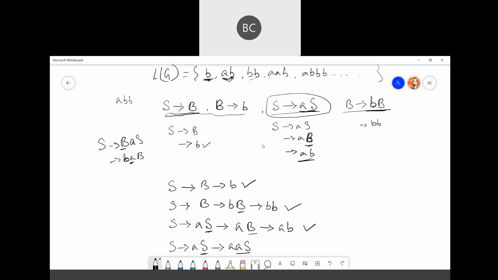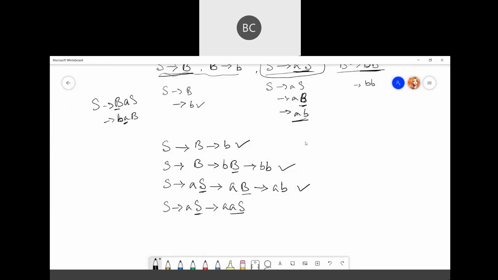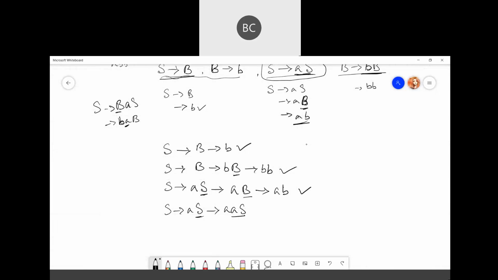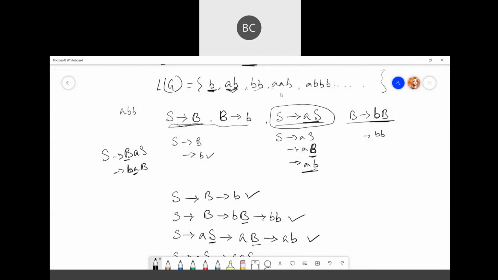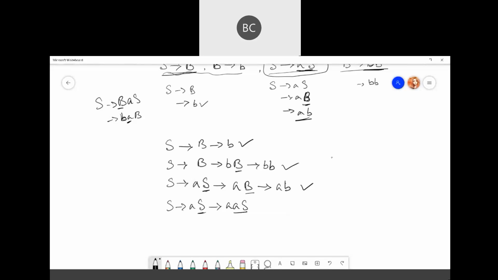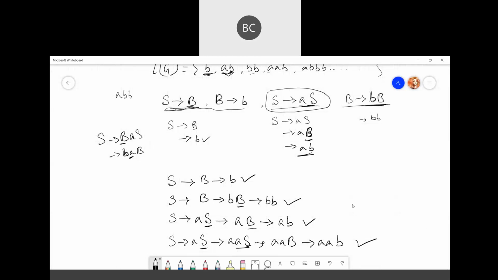So you have to make provision in such a way that all strings are accepted by this one. For this, the simple ones are included: b, bb, ab. Now it's possible there might be many A's before B, so you have to satisfy that condition as well. So from S, I can just replace A, B. From here, I can simply replace AAB. This is also accepted.